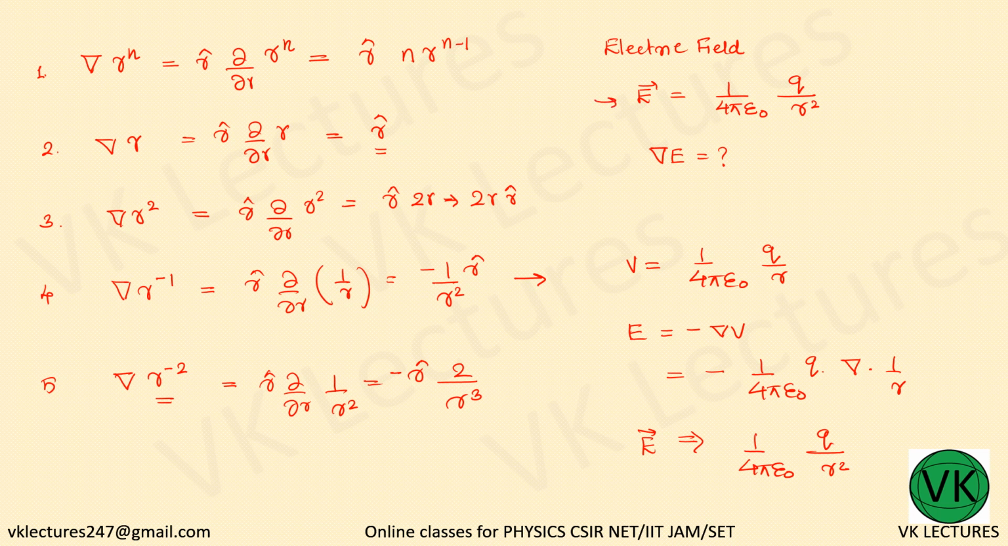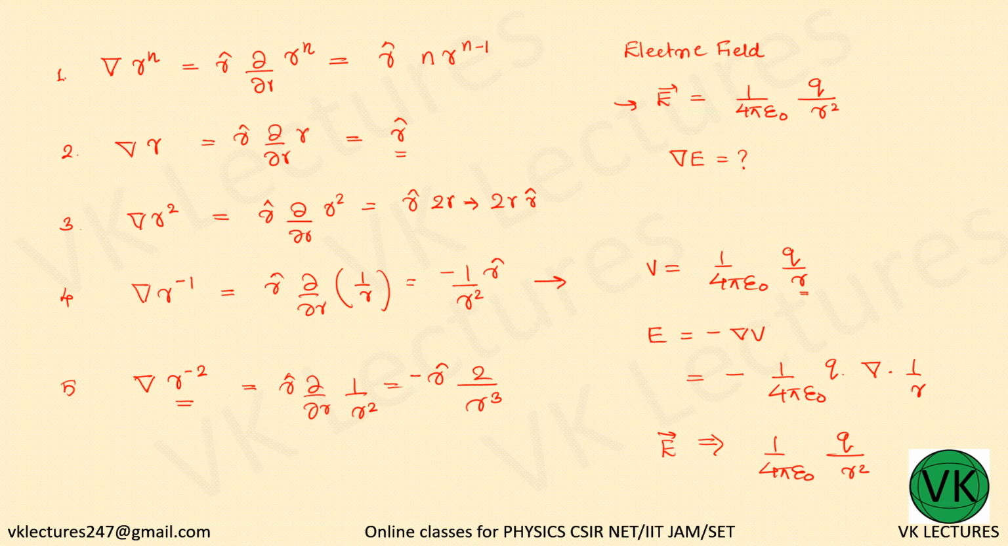So that is the application where our vector or the function f of r is a function of r alone. When it is a function of r alone, you can use the gradient in radial form.